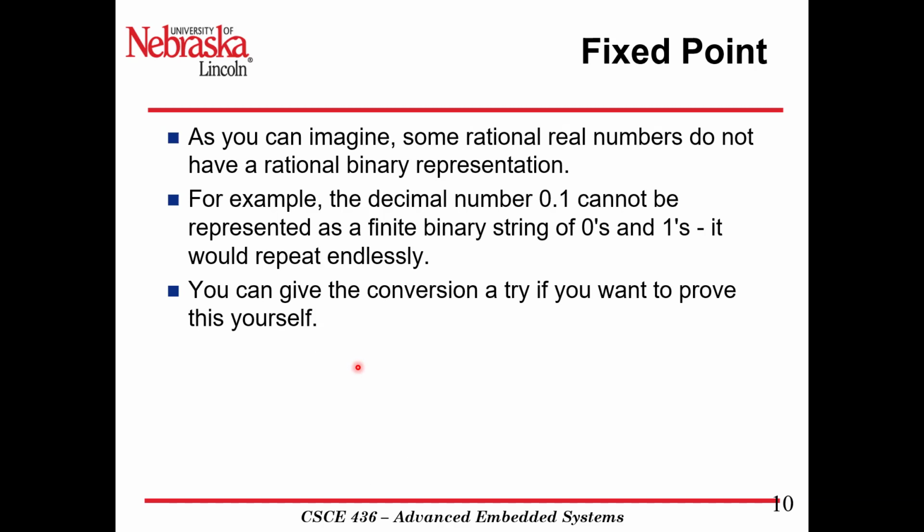As you can imagine, some rational real numbers do not have a finite binary representation. The decimal number 0.1 cannot be represented as a finite string of ones and zeros. It would essentially repeat endlessly, just like in base 10, 1/3 is 0.33 repeated. So sometimes we're going to have to round it up or round it down to that last bit, depending on what system we're fitting in. So we're truncating our numbers essentially.